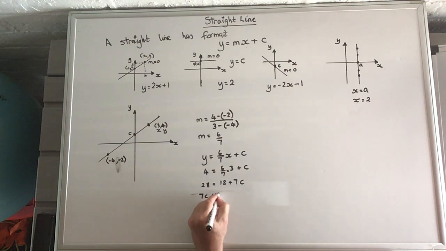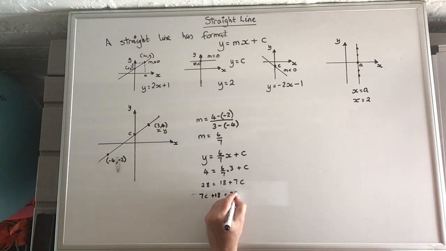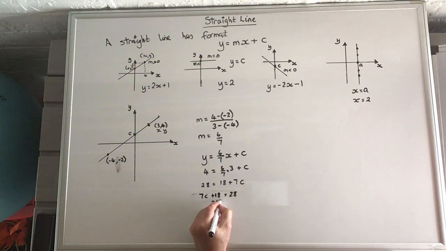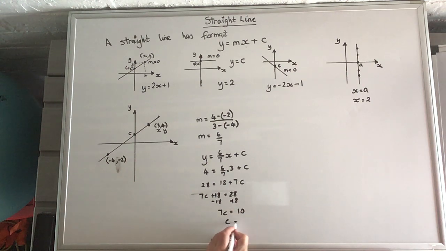7c plus 18 is equal to 28. Subtract 18 from both sides, so 7c is equal to 10, so c is equal to 10 over 7. Okay, just take my time there. It's quite easy to make a mistake.